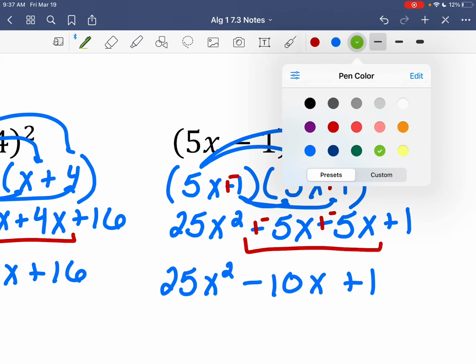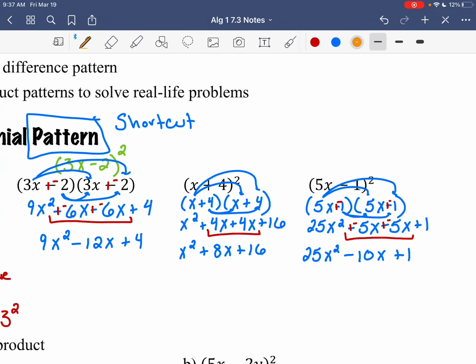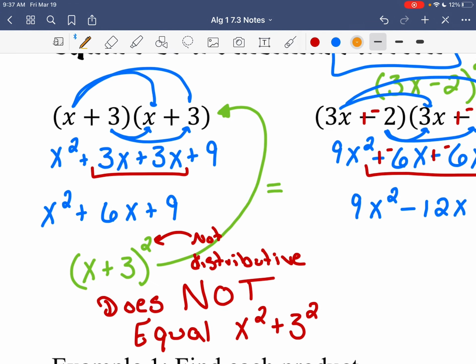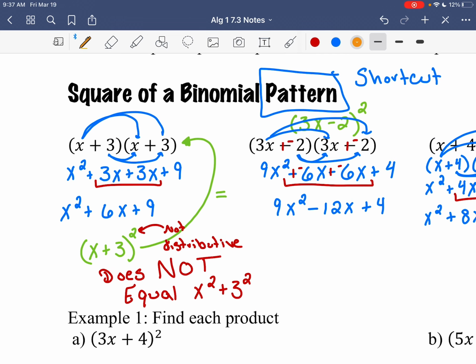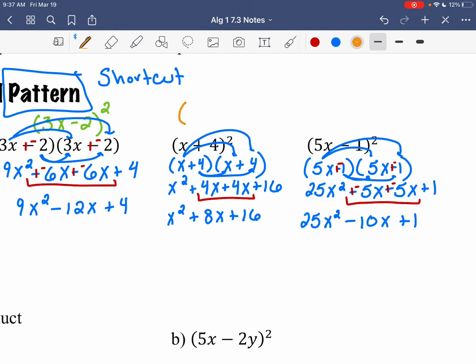Okay, and now we're going to go looking for patterns. I'm going to help you find the pattern here for time. If you notice, this original problem was x plus 4 squared. I'm going to jump to this one just because it's written as x plus 4 squared. This first term is what I get when I take this x times the x. This last term, the 16, is what I get when I take 4 times 4. Okay, well that kind of makes sense.